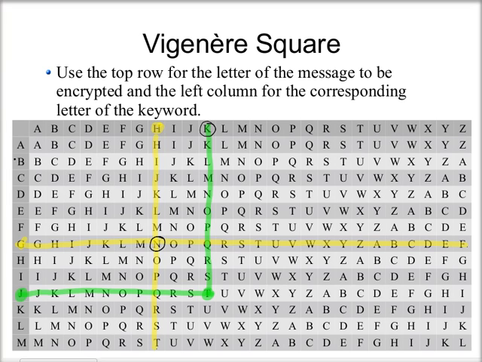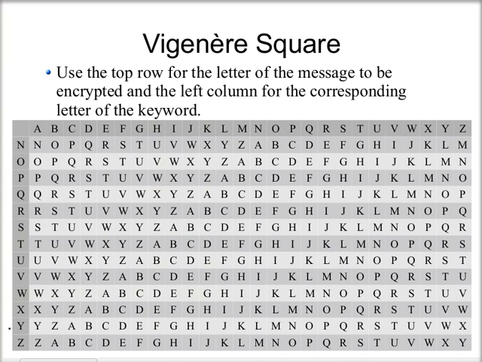So this slide just has half of the square. I only go from A to M on the left here. And the rest of the square is on this slide, going from N to Z in the letters of the keywords. And this chart is also in your book.